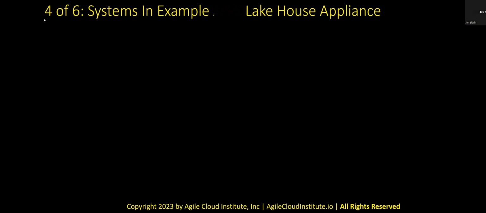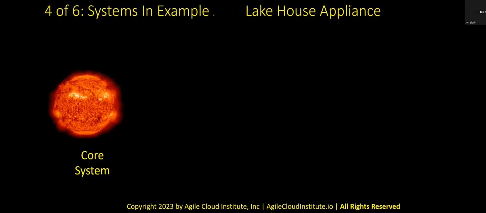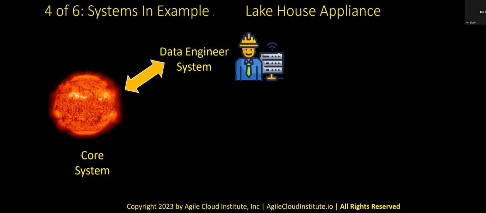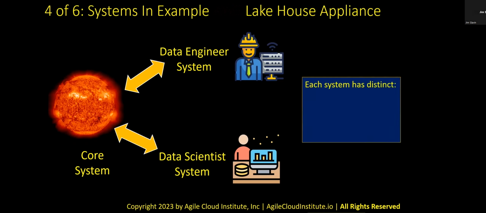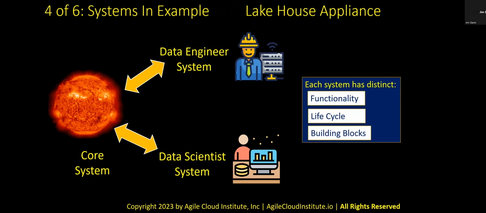There are 3 separate systems in our appliance, and each of the systems interacts with the others. A core system contains shared resources that are used by the other systems. A data engineer system contains resources specific to data engineer users. And a data scientist system contains resources that are used by data scientists. Each of these systems has its own distinct functionality, life cycle, and building blocks.